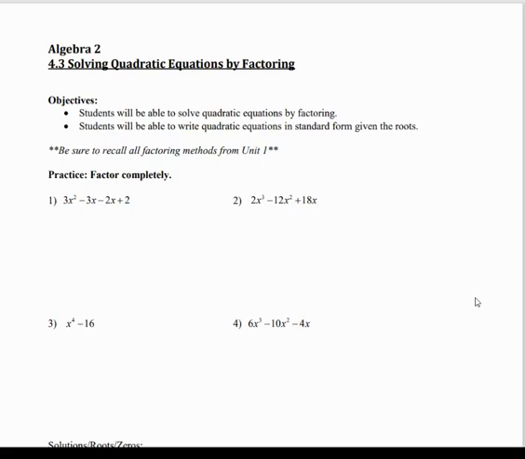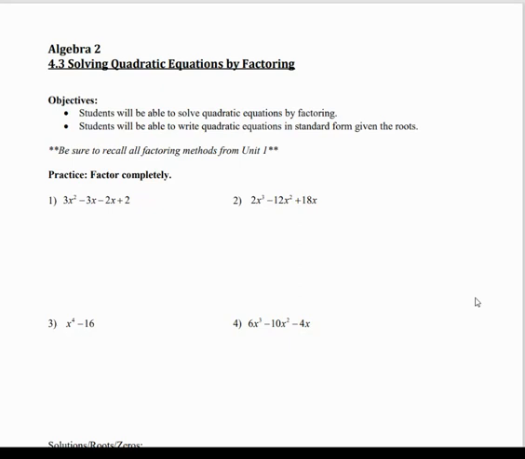Let's take a look at section 4.3, which is solving quadratic equations by factoring. This is a method for solving quadratics that's a little bit more accurate than the solving by graphing that you did with the last section. As we saw with solving by graphing, it's a little time consuming, and not always does the graph cross the x-axis at integer values that we can easily determine. Therefore, we often approximate. Solving quadratics by factoring give us more exact answers.